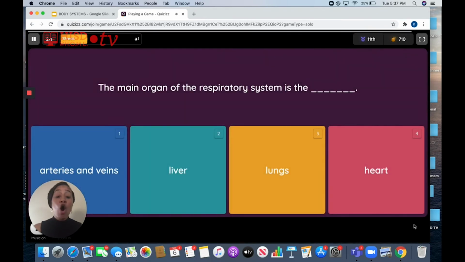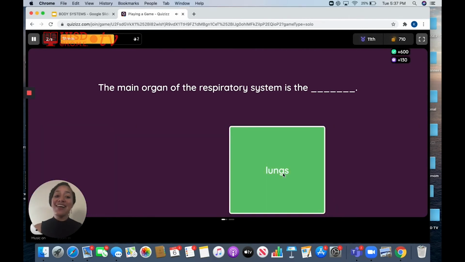The main organ of the respiratory system is the arteries and veins, liver, lungs, or heart. What is the main organ of the respiratory system? Yes, it is the lungs.